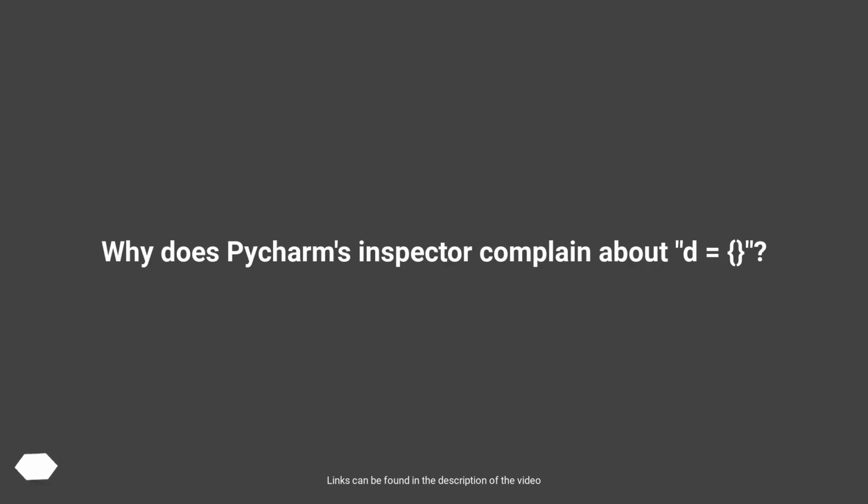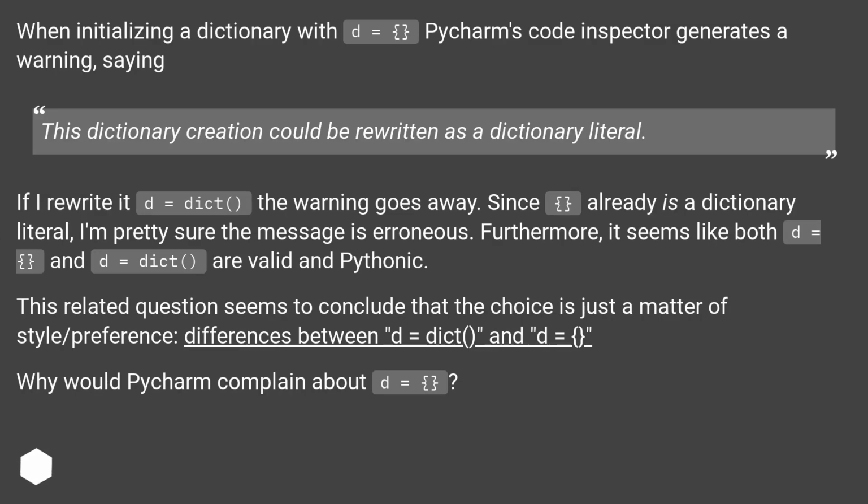Why does PyCharm's inspector complain about d = {}? When initializing a dictionary with d = {}, PyCharm's code inspector generates a warning, saying, "This dictionary creation could be rewritten as a dictionary literal." If I rewrite it as d = dict(), the warning goes away.